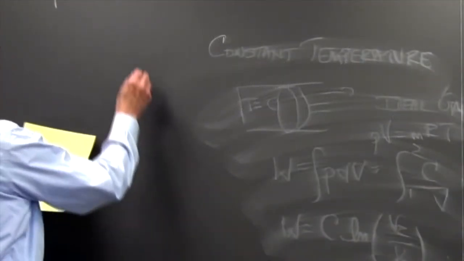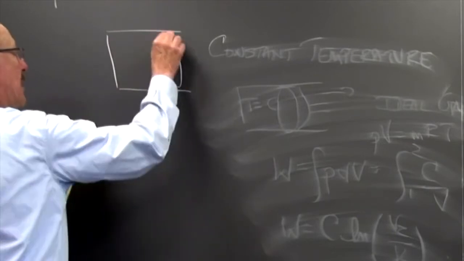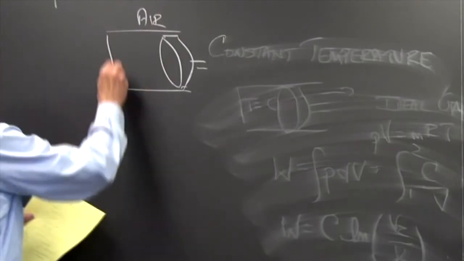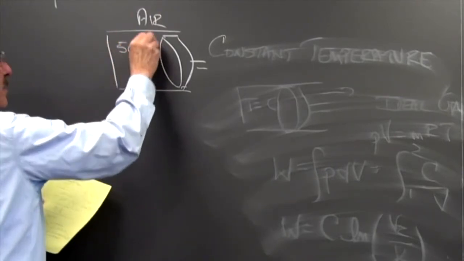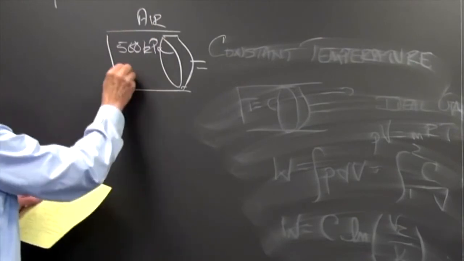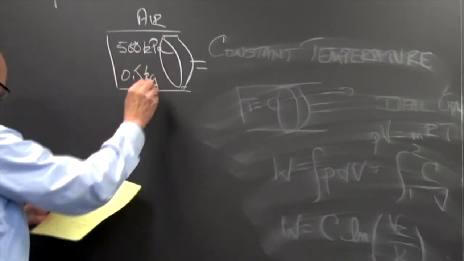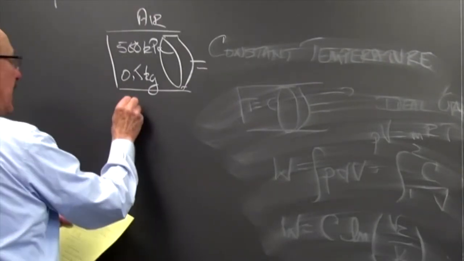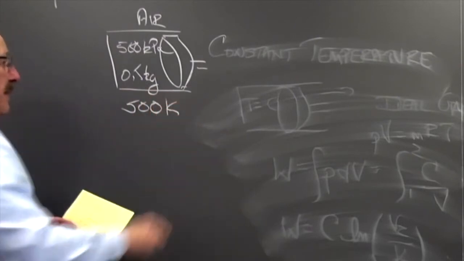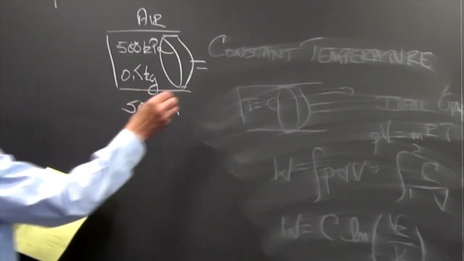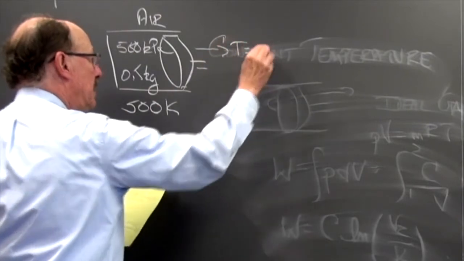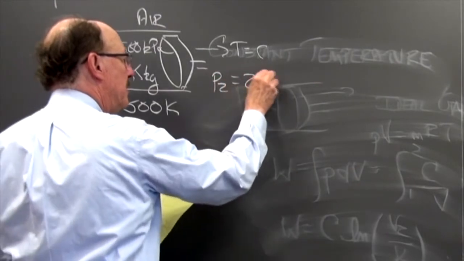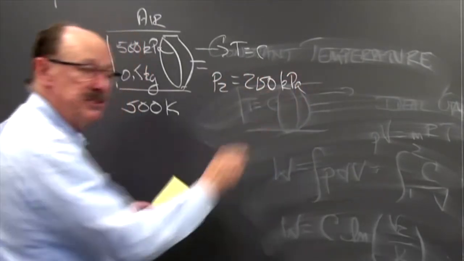If I consider a piston cylinder as we did before, but this time we'll have it be air. We'll have it be 500 kPa initially, 0.5 kilograms, and we're going to let the temperature be 500 degrees K. Now we want to find the work. This is going to expand at T equals C until the final pressure is 200 kPa.